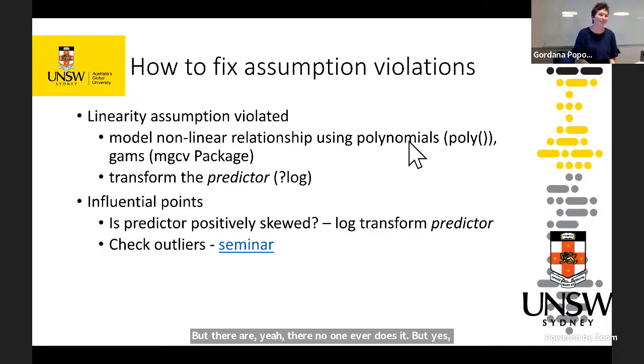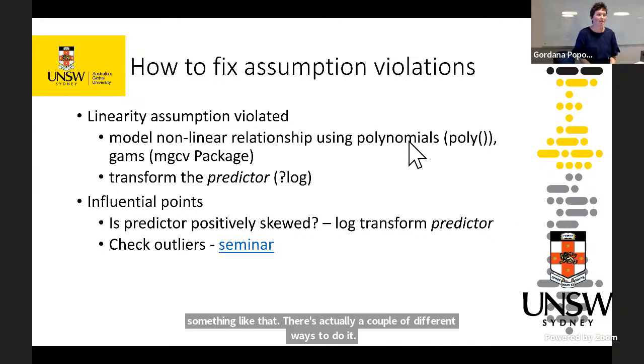I think most people will just plot one residual versus fitted plot and be done with it, unless they're worried about something. What's on the x-axis? It's not the fitted, it's the raw predictor against the residual of the model excluding it or something like that. There are actually a couple of different ways to do it. I think that's one of the ways.